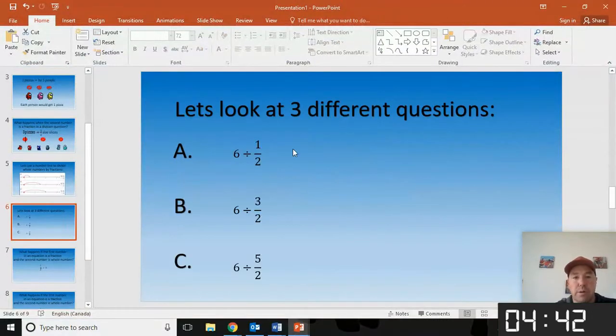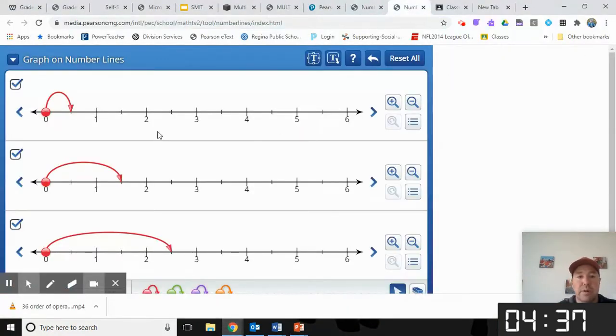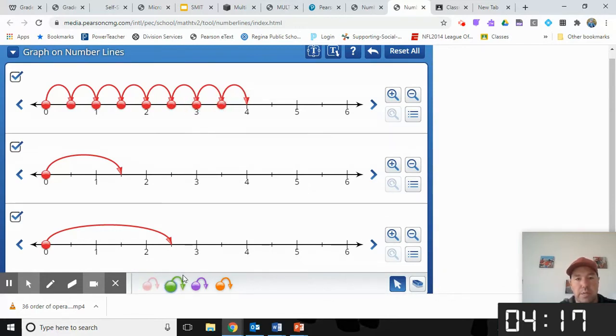So I want to go to my number line, which should be right here. Now 6 divided by a half. So what I want to do is I just keep adding these red arrows here. And I'm trying to go quick here to keep under my 6 minutes. You will notice that as I add all of these, 6 divided by a half would be equal to 12. I should have 12 of these here. So that would be an example of 6 divided by a half equals 12.